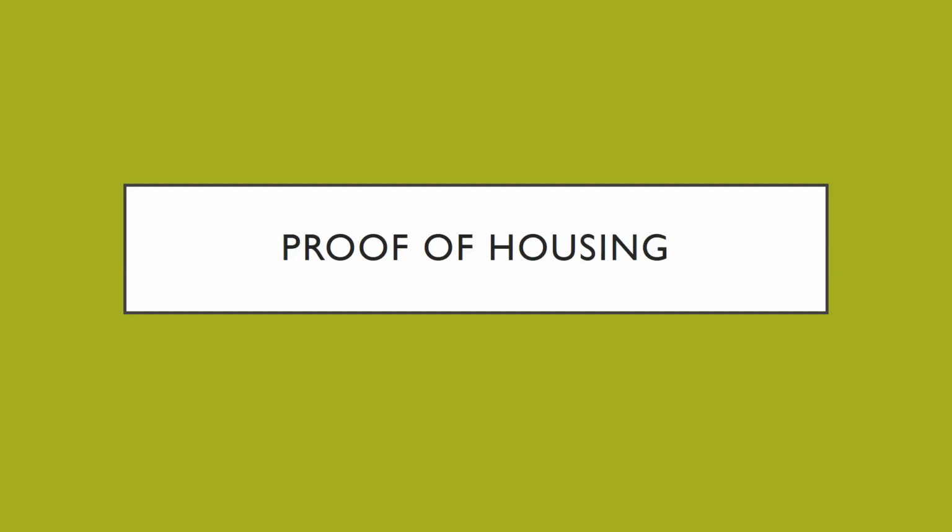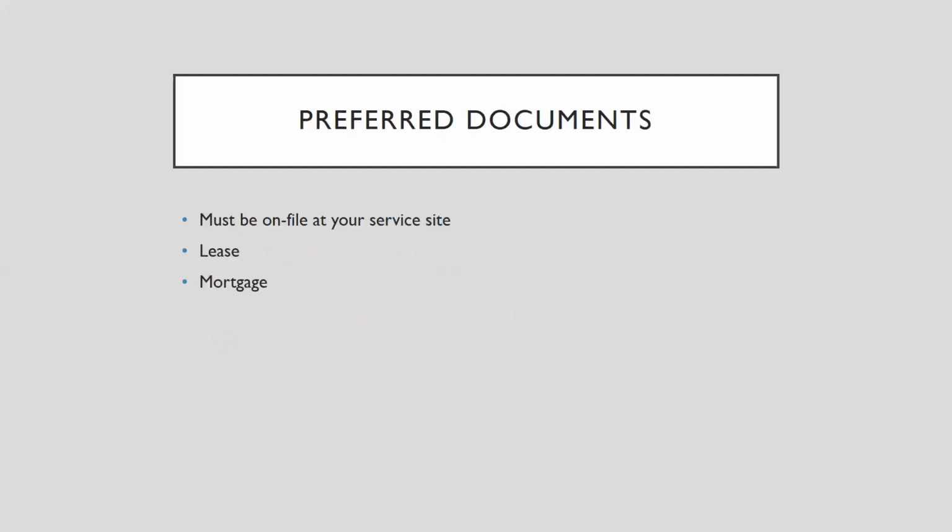Once we are able to move a household into housing or they were able to maintain housing, we're going to select a proof of housing to demonstrate that the client was housed. These documents have to be on file at your service site. CNCS recommends either a lease or a mortgage. These are not documents that would have to be uploaded. If you chose them, you would just select those on the performance measure form and re-upload that form into AmericaLearns.